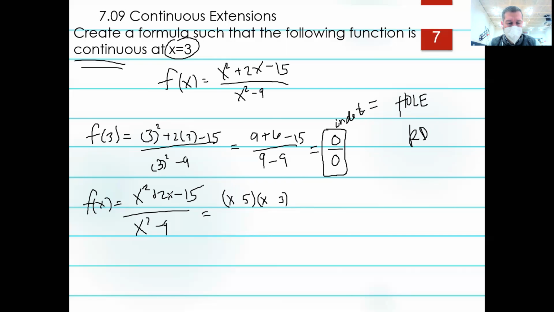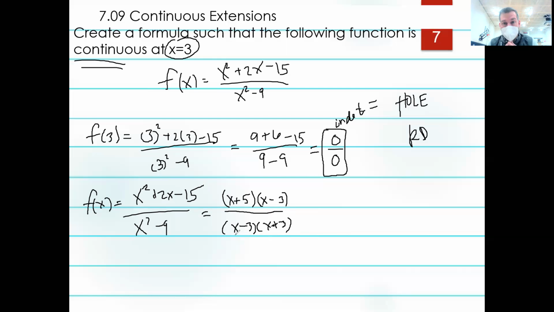Okay, and since that's positive, the negative has to be on the 3, right? Because that's negative 15, but then they have to add up to a positive. So our greater absolute value gets the plus, that plus 5. On the bottom, this is a difference of perfect squares, x minus 3 and x plus 3.